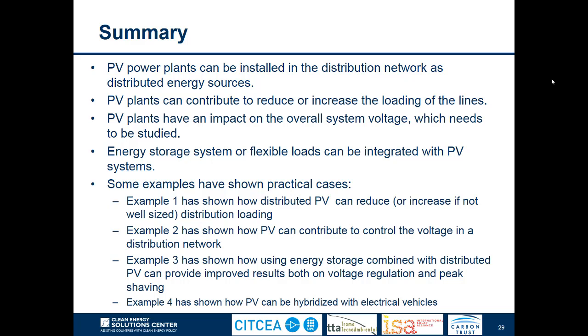In the third example, we have shown how using energy storage combined with distributed PV can provide improved results both on voltage regulation and peak shaving. And we have seen some Pareto fronts in order to see the trade-off between the two objectives, voltage regulation and peak shaving. Finally, in example 4, we have shown how PV can be hybridized with electrical vehicles as an example of a flexible demand solution.